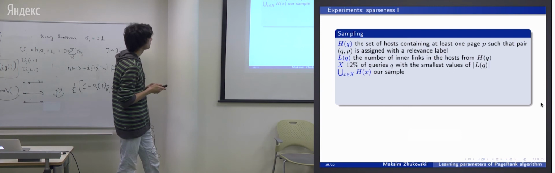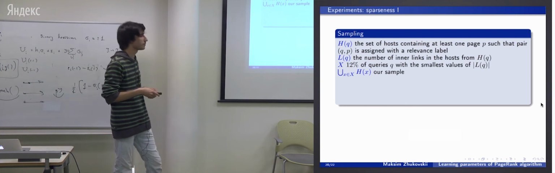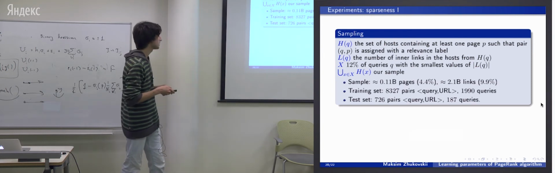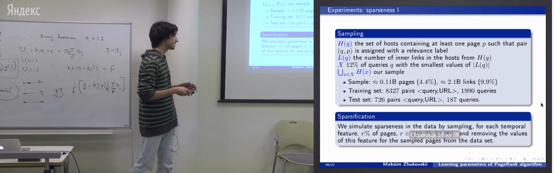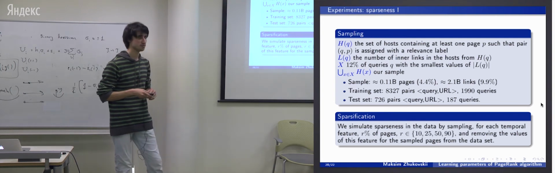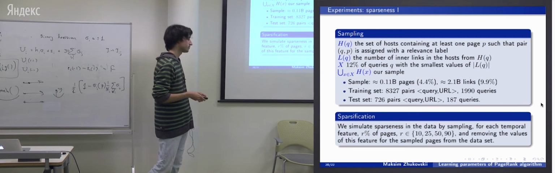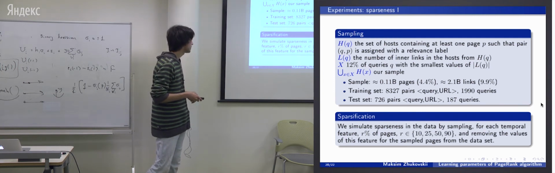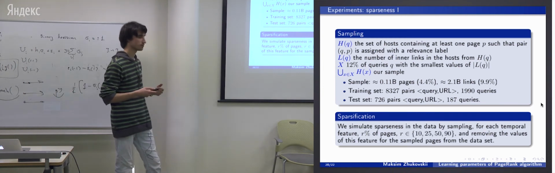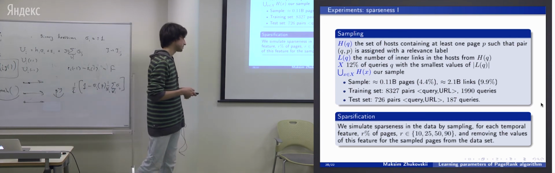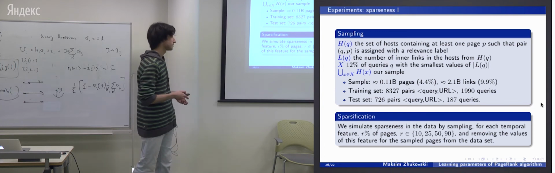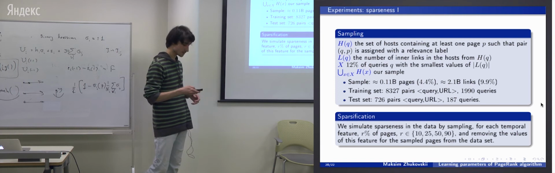So first of all, we make our graph smaller. We consider a sample of our graph. So here are some settings, how we choose a sample. And then we make our data sparse. So we simulate sparseness in the data by sampling for each feature R% of pages, where R is either 10, 25, 50, or 90. And we remove all the values of this feature, of this R% of features. So when R is 10, we remove 10% of the features, and when R is 90, we remove 90% of the features.